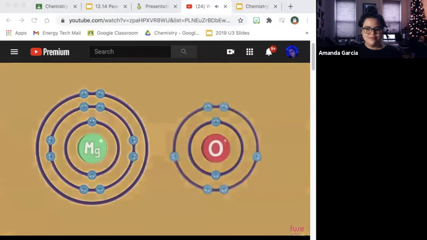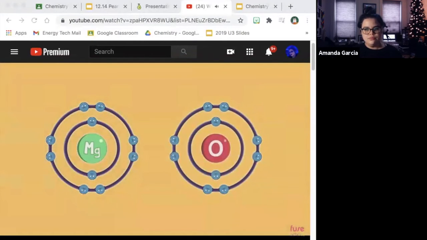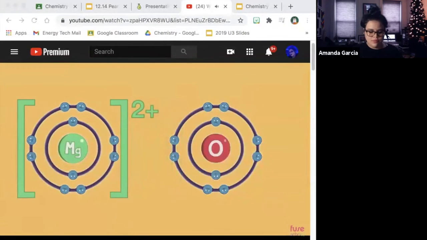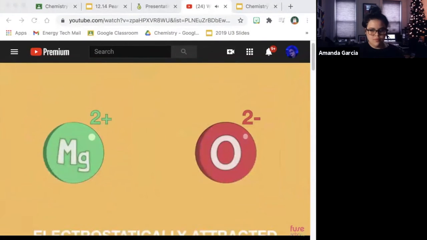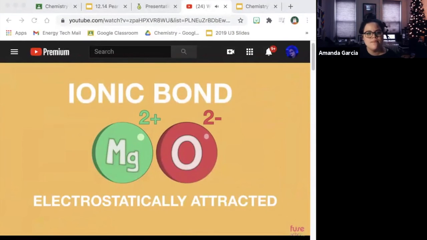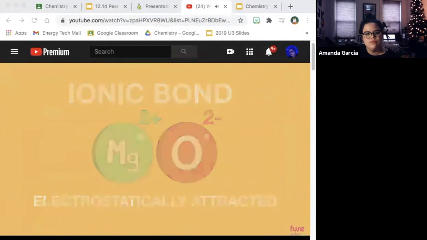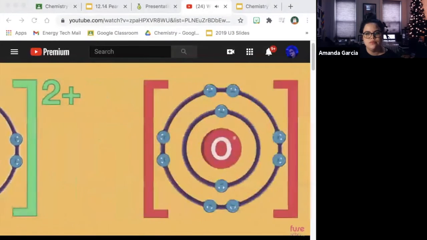Magnesium transfers its 2 valence electrons to oxygen, forming the magnesium ion and an oxide ion. The resulting ions are electrostatically attracted to one another, forming an ionic bond. Did you get this right? Did you remember to include the charges on the ions?